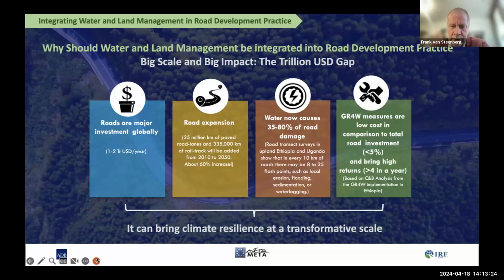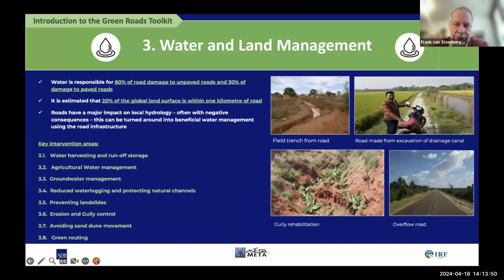Like I said, the investment is high, road expansion is there. It's a lot of negatives now, which can be turned into positives. And the other message here is that the cost of making the additions is not so high. And you can do this on existing roads as well. It's not only for new roads, but you can also retool existing roads. So what I would like to do now is just to give a lot of examples.